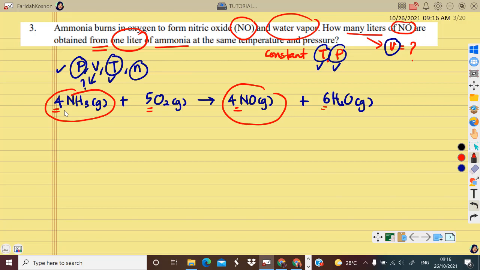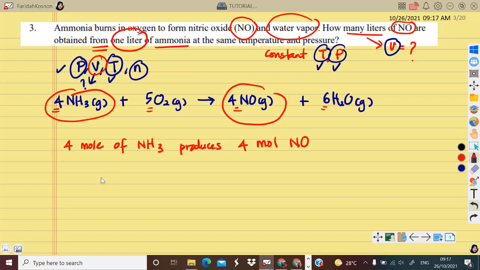Okay, so of course you have to use stoichiometrical relationship. So from the equation, 4 mole of ammonia gas will produce 4 mole of nitric oxide. Okay, so sekarang ni kalau kita lihat, kita ada kesemua variable tapi satu je yang kita tak tahu iaitu volume. Volume ni yang kita nak cari kan. Maksudnya volume tu kita nak cari.